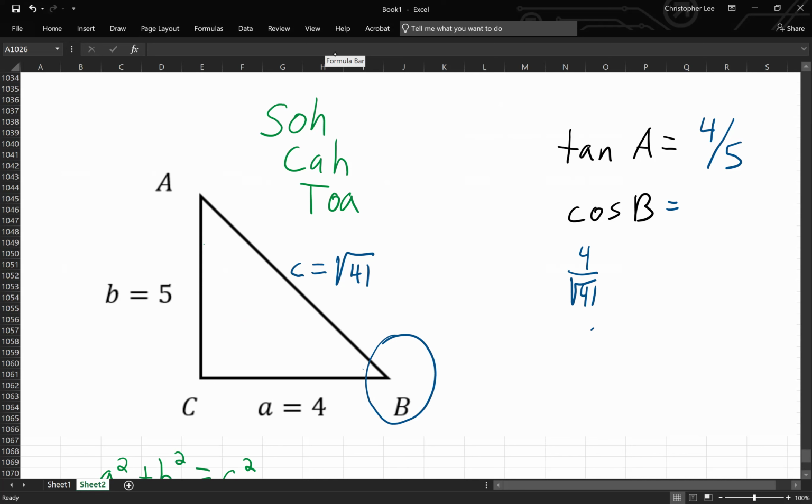I have a problem though. I'm not allowed to have radicals in my denominator. So we have to rationalize the denominator. You're going to multiply this by radical 41 over radical 41. Final answer, 4 radical 41 over 41.